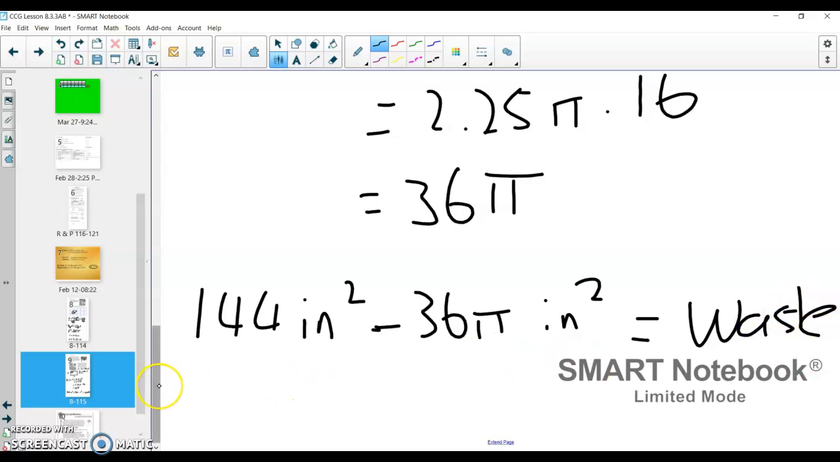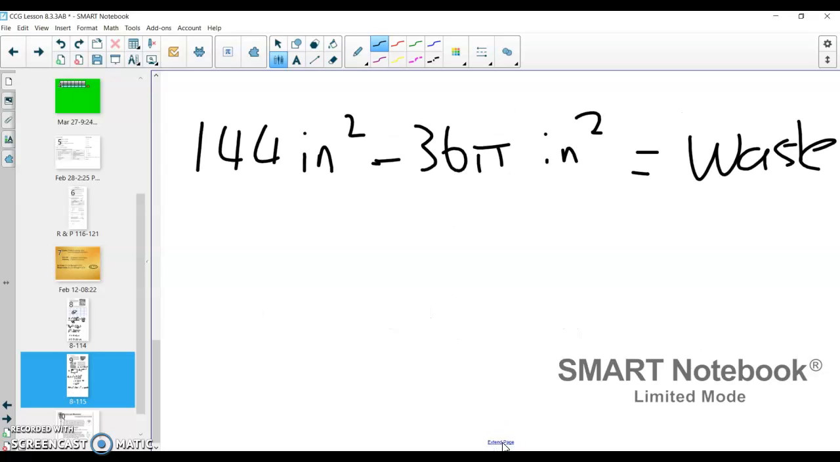Let me plug it into my calculator quick. I'm going to have to finish this one in another video because I'm out of time. I'm sorry, that's 4 videos. I promise that they won't always take this long. 144 minus 36 pi gives me approximately 30.9 inches squared of waste. And we're going to see in the next video if we can minimize that.